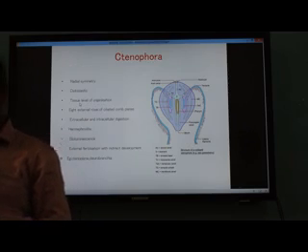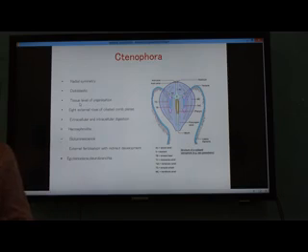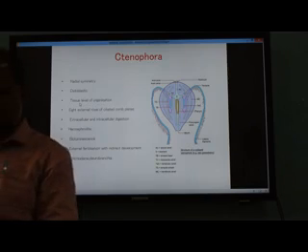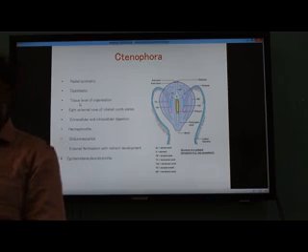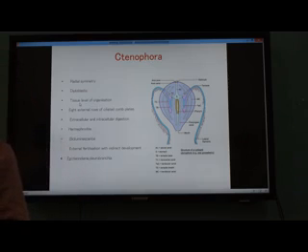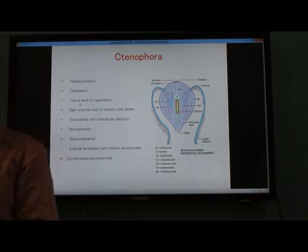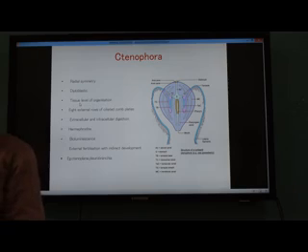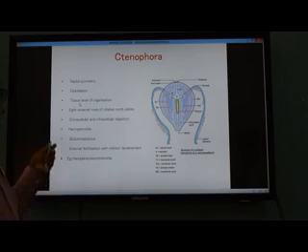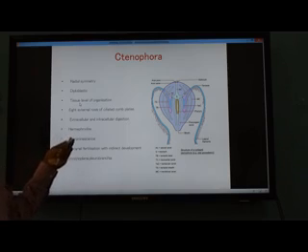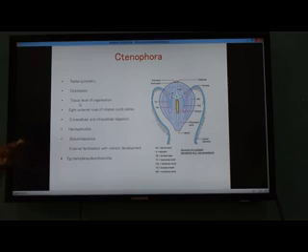Next, Ctenophora. Ctenophora have radial symmetry, but in the larval stage they are bilateral. They are diploblastic, with a tissue level of organization. The body is covered by 8 external rows of ciliated comb plates. Then extracellular and intracellular digestion, and it is a hermaphrodite, which we already discussed.